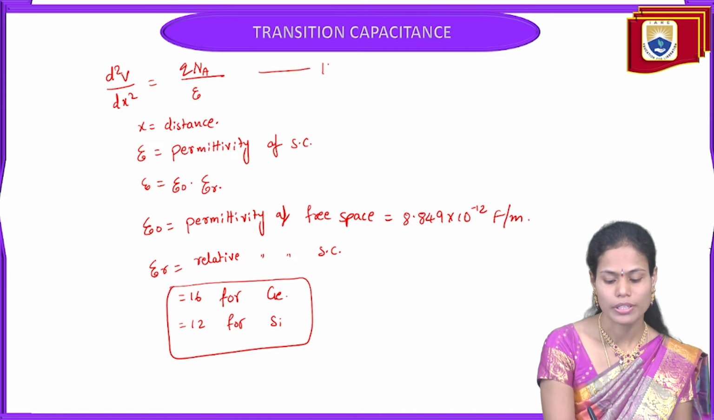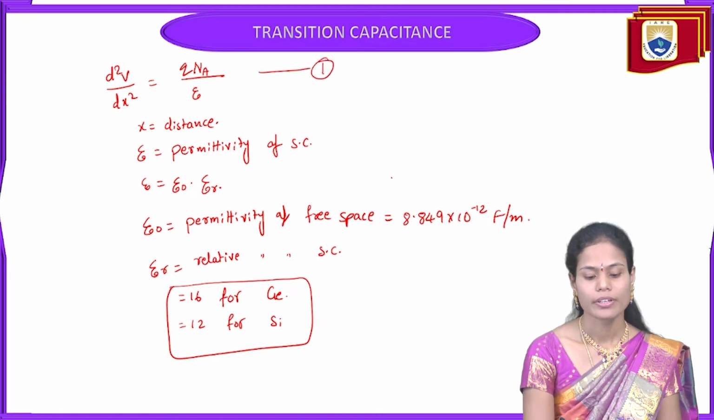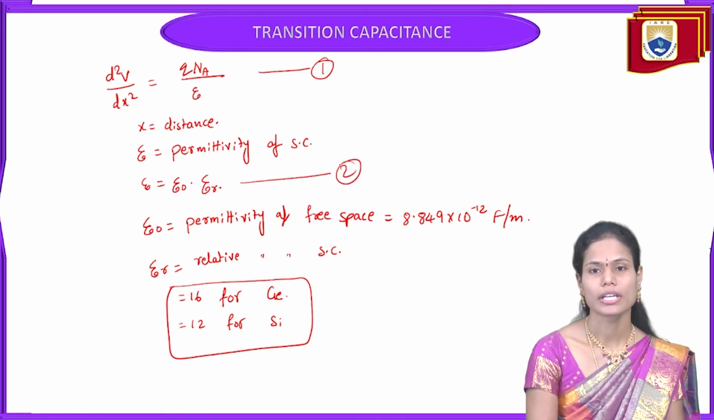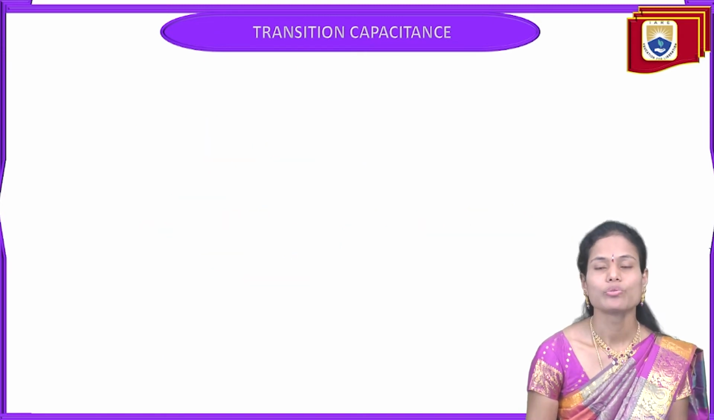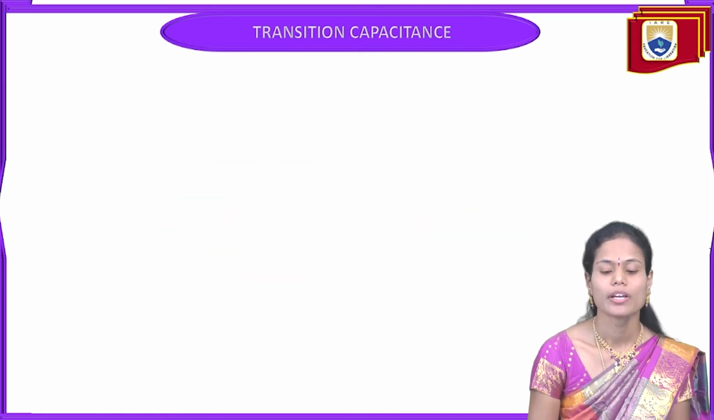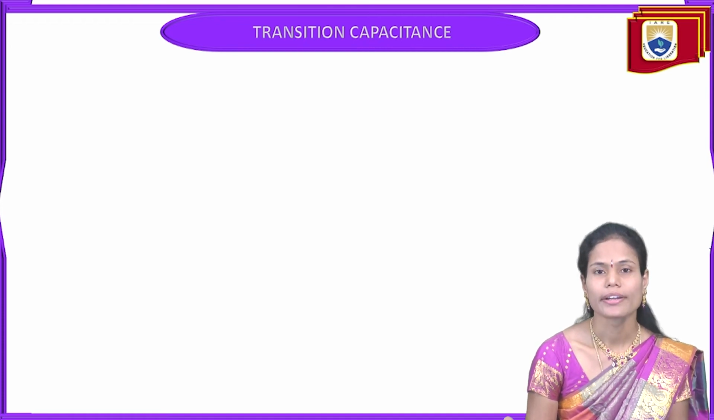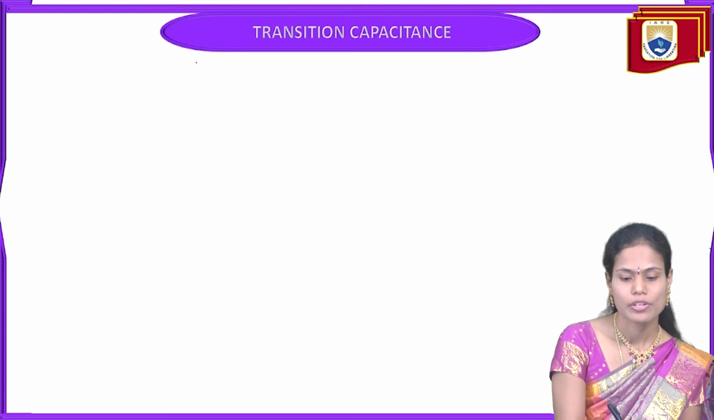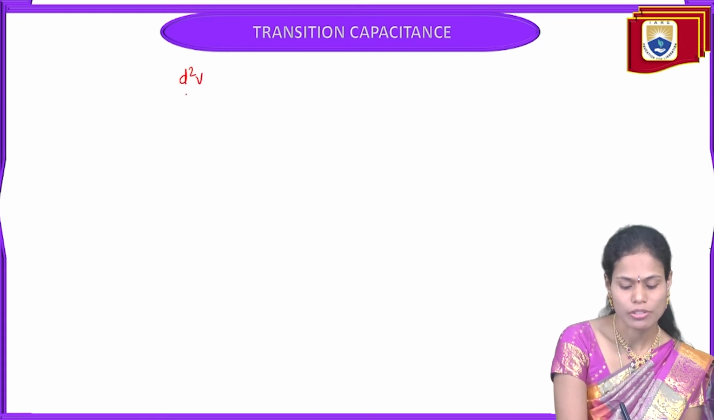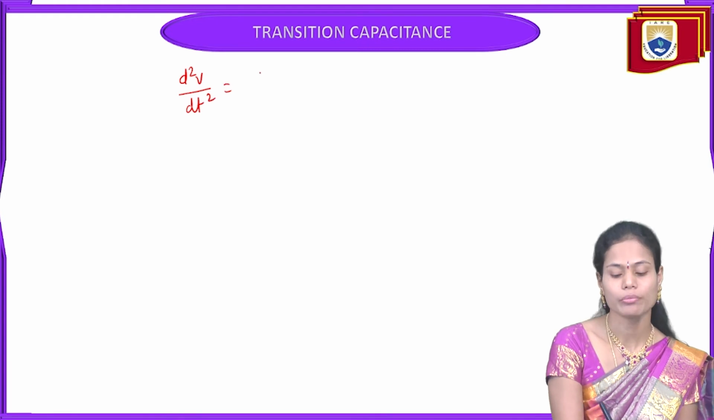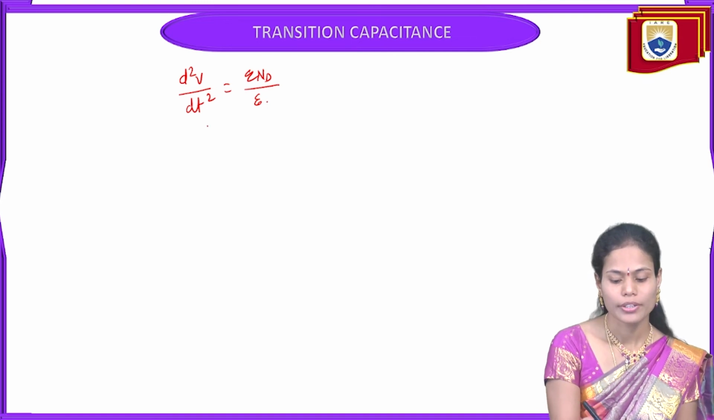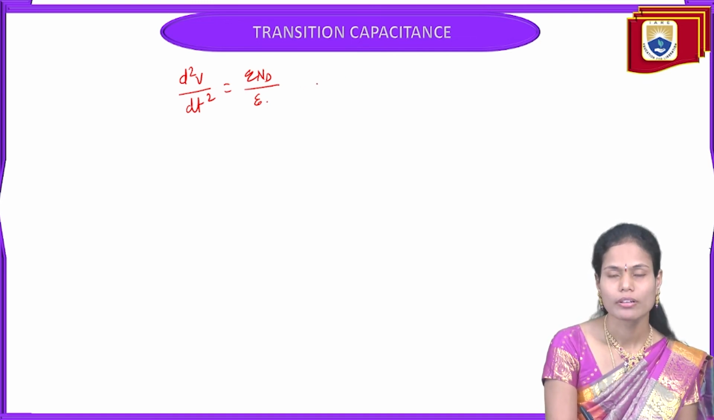So this equation I am taking as my first equation, and next, epsilon equal to epsilon naught into epsilon r is the second equation. By using Poisson's equation, we can interconnect the doping level as well as the transition capacitance by applying integration on both sides. So for that purpose, I am taking the same equation, d square V by dx square is equal to Q Nd by epsilon. I am integrating this equation 1 on both sides.